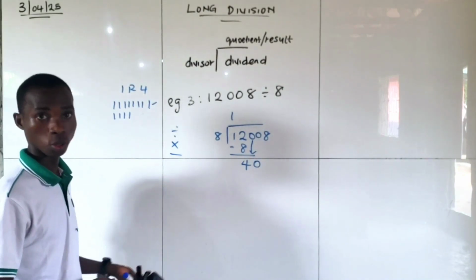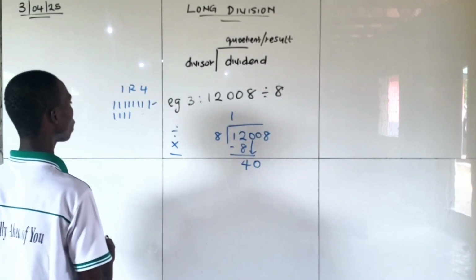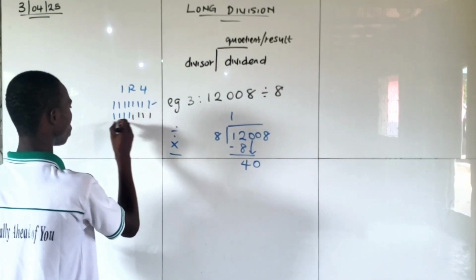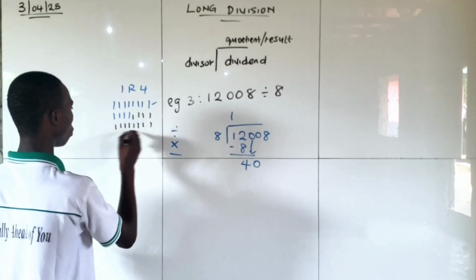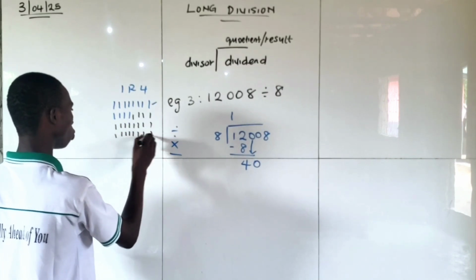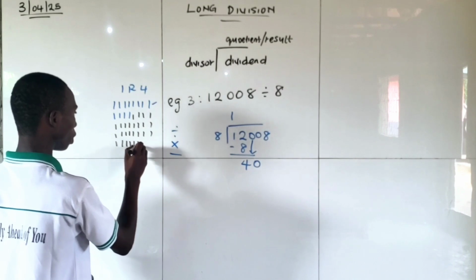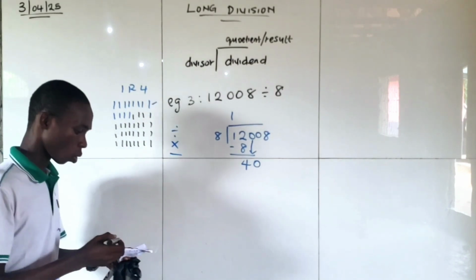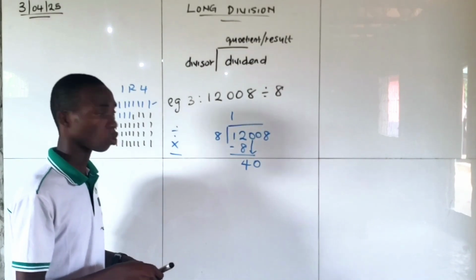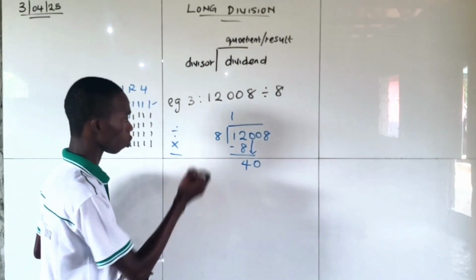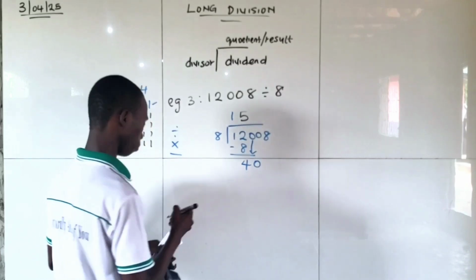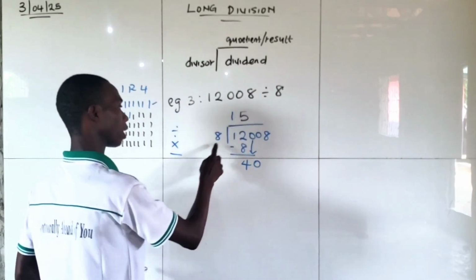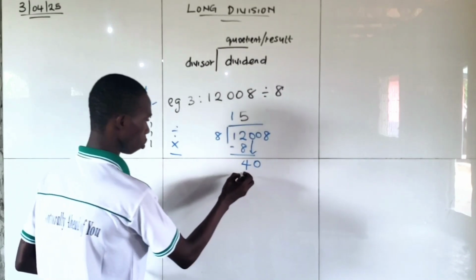Now let's count 8 up to 40. 8, 9, 10, 11, 12, 13, 14, 15, 16, 17, 18, 19, 20, 21, 22, 23, 24, 25, 26, 27, 28, 29, 30, 31, 32, 33, 34, 35, 36, 37, 38, 39, 40. So we're having 1, 2, 3, 4, 5. So 8 divided by 40 is giving us just 5. So we put our 5 up here. And then the next part is what? We'll times. 5 times 8 will give us the same 40. So we'll put 40 here.